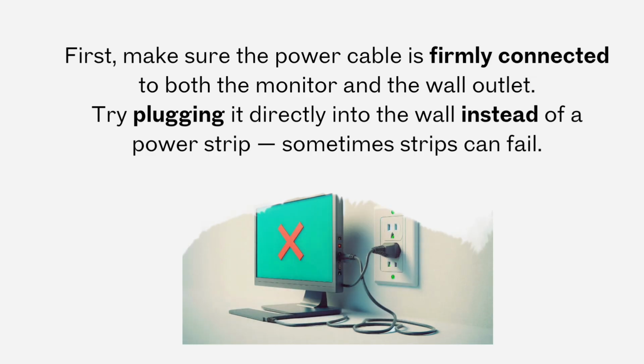Step 1. First, make sure the power cable is firmly connected to both the monitor and the wall outlet. Try plugging it directly into the wall instead of a power strip. Sometimes strips can fail.